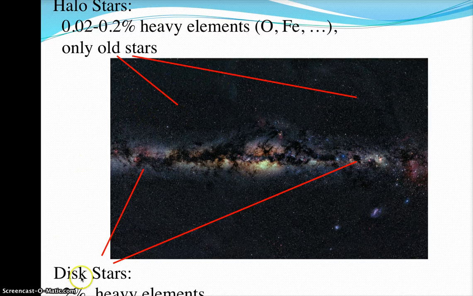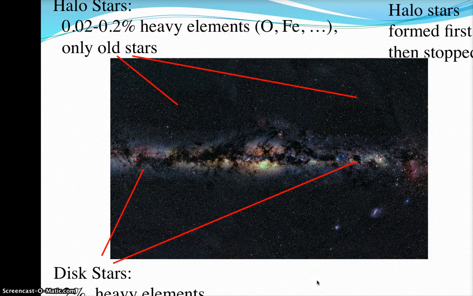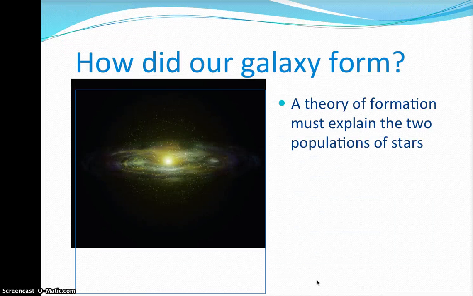The disk stars are more representative of the concentrations in our universe we see today, where they're about 98% hydrogen and helium and 2% heavy elements. And so this tells us that the stars in the disk are considerably younger than the stars that are found in the halo. So basically, what we're saying is that the halo stars formed first and then stopped, and the disk stars formed later and they kept forming.